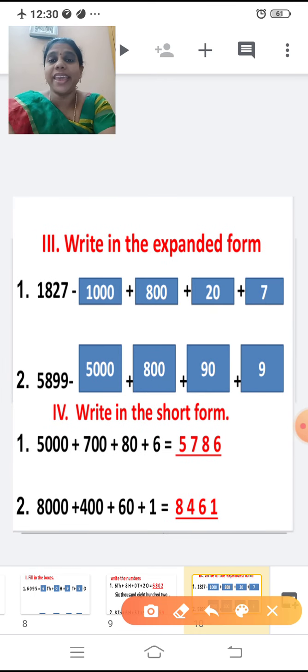Now write in the expanded form. I think you all know what is the expanded form of a number, right children? What do you mean by expanded form? It is the sum of the place values of the digits. You all know what place value is, right? In which place it is, whether it is in the ones place, tens place, hundreds place or thousands place. Now we'll see the first example.